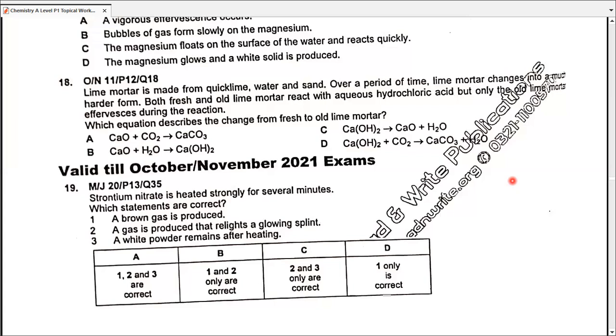B. B. B for ball. No, I don't think that is right.